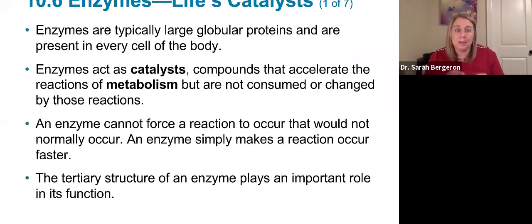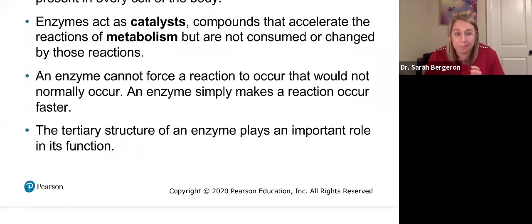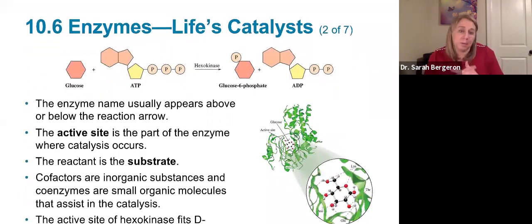So a lot of times, enzymes are not multi-subunit proteins. And so it's really the tertiary structure of an enzyme that is going to determine its function. So if we look at one example, this is the very first reaction that's going to occur in the process of glycolysis. So glycolysis is basically the first step in converting glucose into ATP energy. And in order to do that, you actually have to invest some energy in order to make it happen.